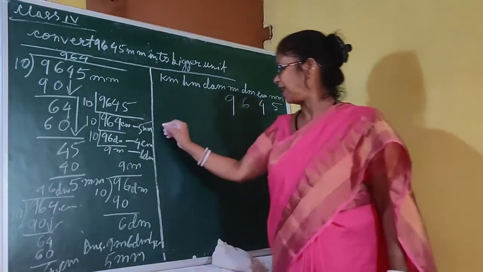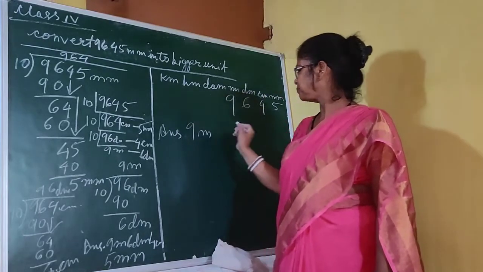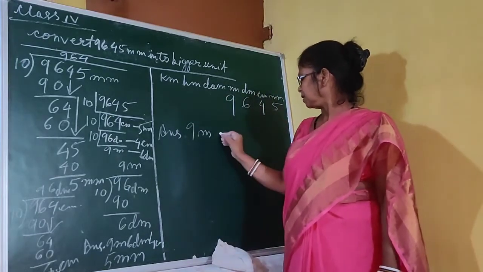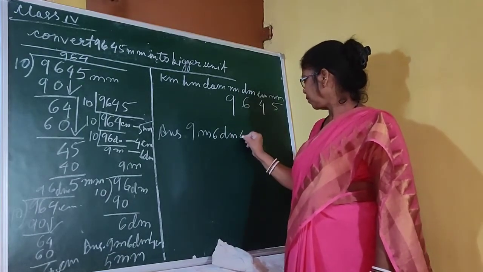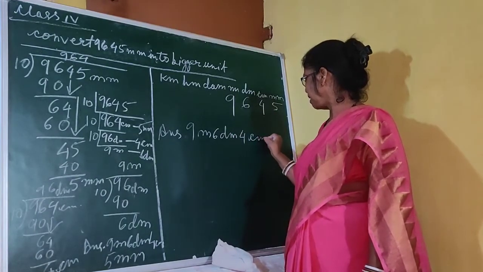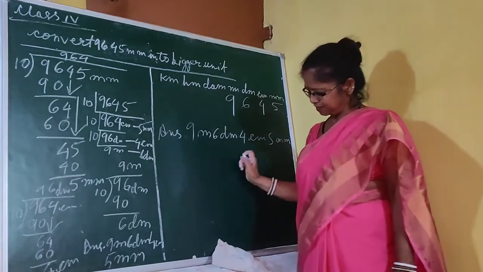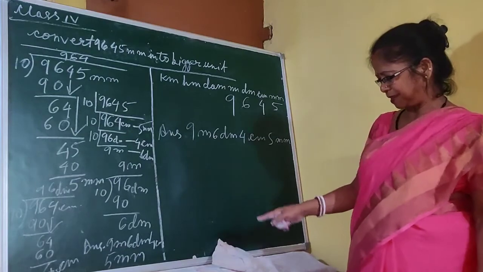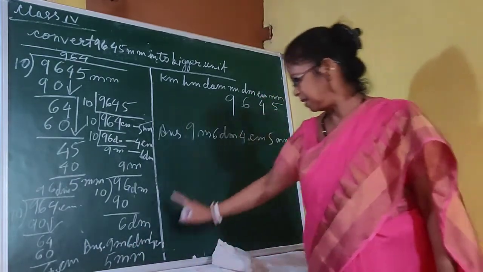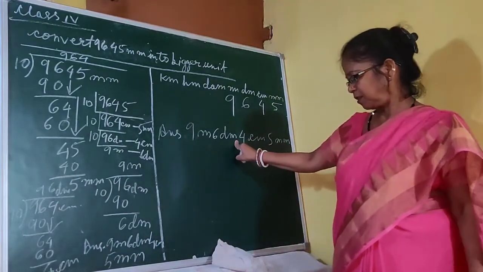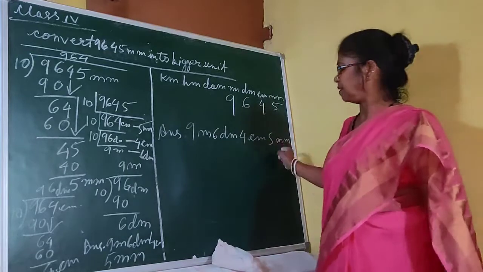Now it is very easy to write the names. The answer will be 9 meter, 6 decimeter, 4 centimeter, 5 millimeter. So it is much less time consuming. You see the answer, check it: 9 meter, 6 decimeter, 4 centimeter, 5 millimeter.